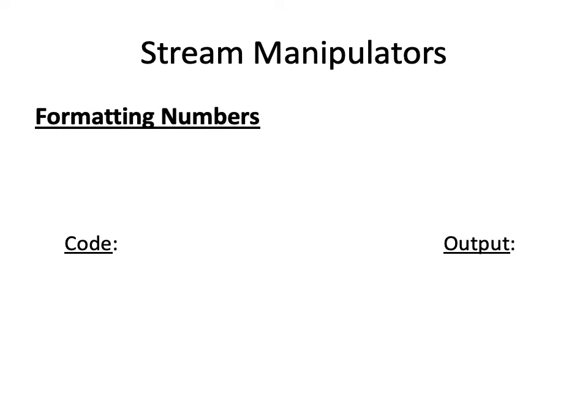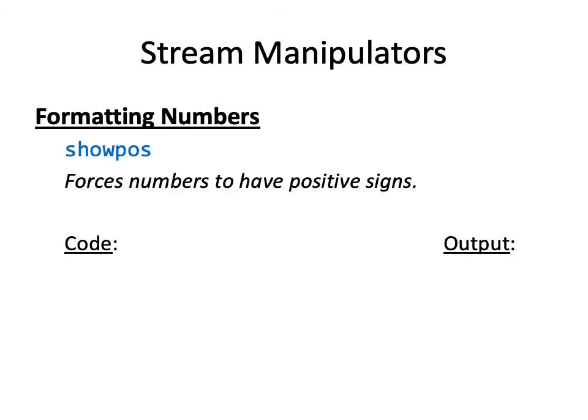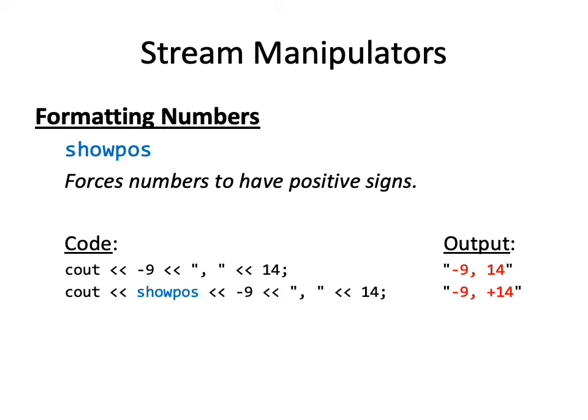The next stream manipulator that we'll look at is the showPos manipulator. This forces numbers to have positive signs. So for instance, if I output -9 to cout, and then 14, it outputs -9, 14, just like I've told it to. And now if I do showPos, now it's going to add the plus sign to the stream. So that means that number is going to take up an extra character because the plus sign is part of that number now. Of course, it's not a numeral, but you get the idea.